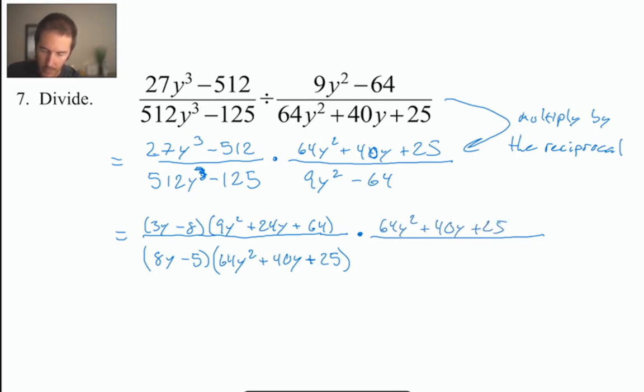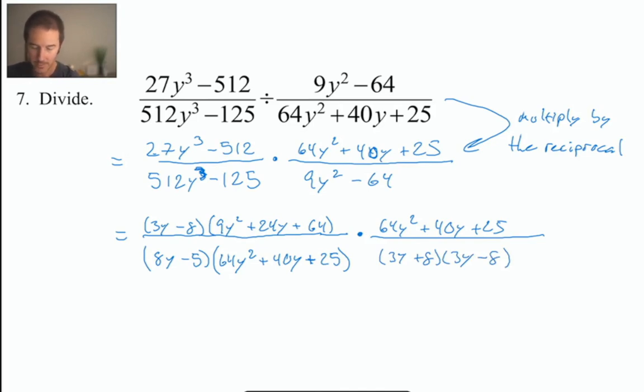In a moment, we'll be canceling it with this factor from our first denominator. But let's not start canceling stuff out just yet. In our second denominator, we've got 9y squared minus 64. 9 is a square. y squared is a square. 64 is 8 squared. This is a difference of squares. And when we factor it, we get 3y plus 8 times 3y minus 8.